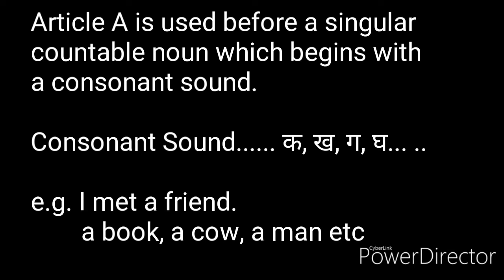Article A is used before a singular countable noun which begins with a consonant sound. To know about consonant sounds, we must have knowledge of the Hindi alphabet. If a singular countable noun begins from K to G, before that noun we have to use article A. For example, I met a friend. Here friend is singular countable and it starts with a consonant sound, so we have to use article A before it. Similar examples: a book, a cow, a man, etc.